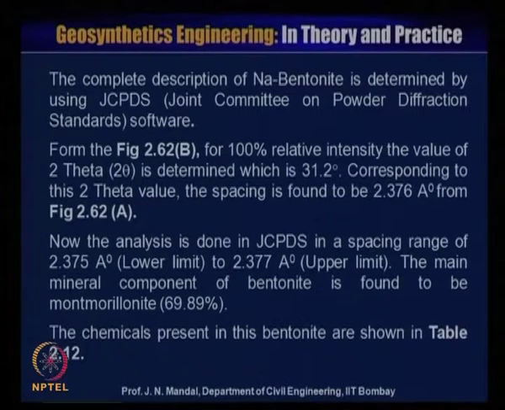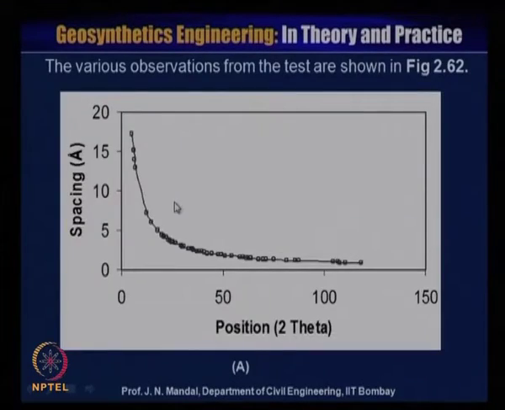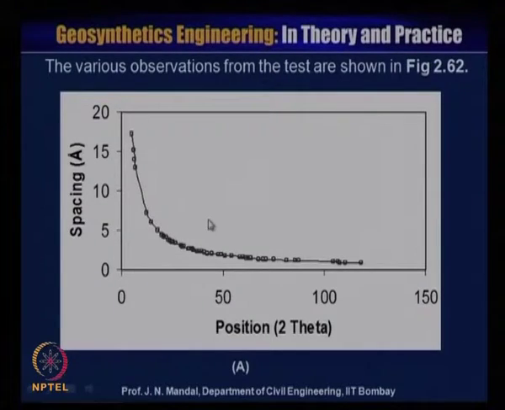From this figure, this is suppose B and also the C. So for 100% relative intensity, the value of 2 theta is determined, which is 31.2 degree. Corresponding to this 2 theta value, the spacing is found to be 2.376 Angstrom from the figure. So you can also determine it from this figure.